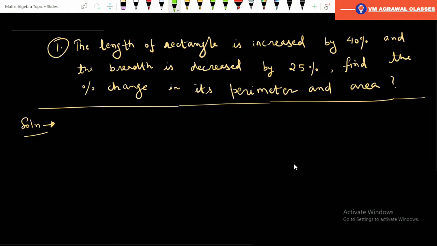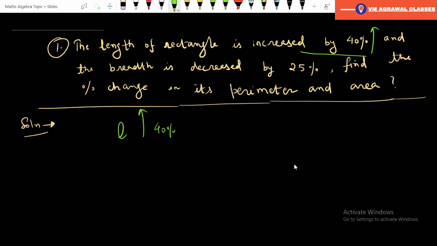See here, the length is increased by 40 percentage and the breadth is decreased by 25 percentage. We have to find the percentage change in its perimeter and area. So it has two questions. Perimeter we have to check and area also we have to check.